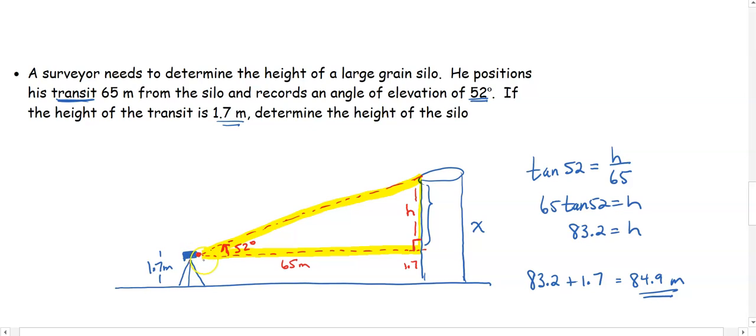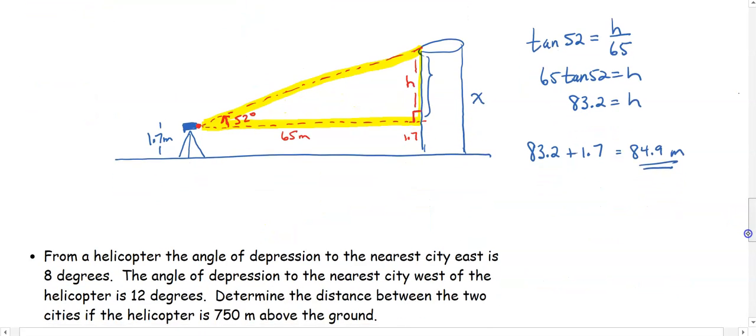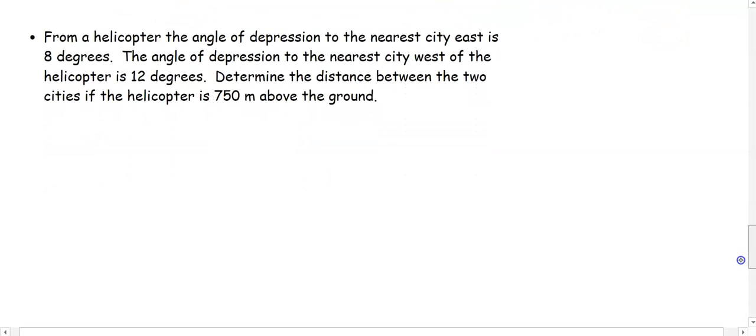Okay, so drawing your diagram is essential to being able to answer the question correctly, and labeling it. All right, let's try one more diagram. From a helicopter, the angle of depression to the nearest city east is 8 degrees. The angle of depression to the nearest city west is 12 degrees. Let's determine the height between the two cities. No, not the height. Determine the distance between the two cities if we know the height of the helicopter.